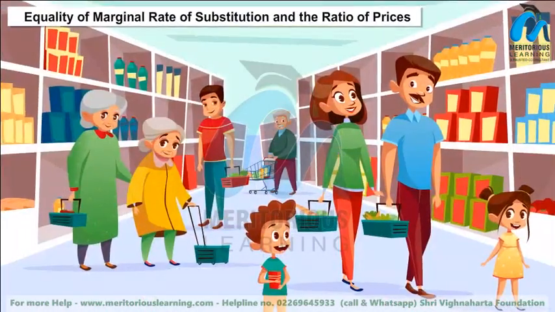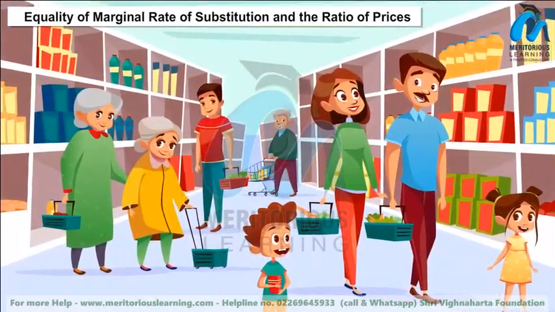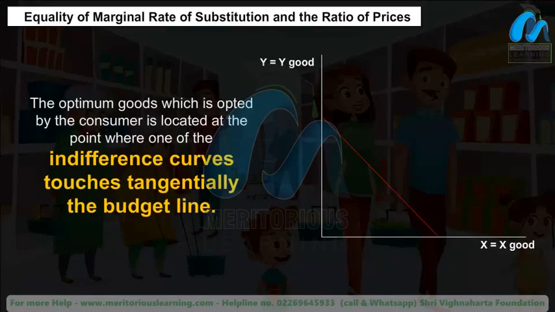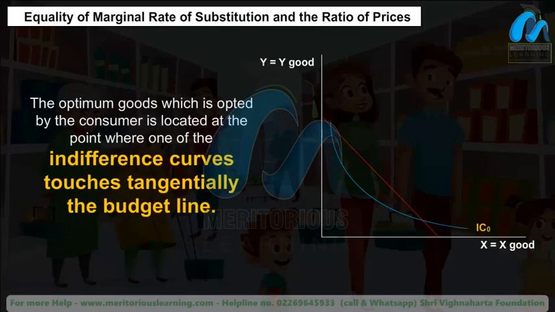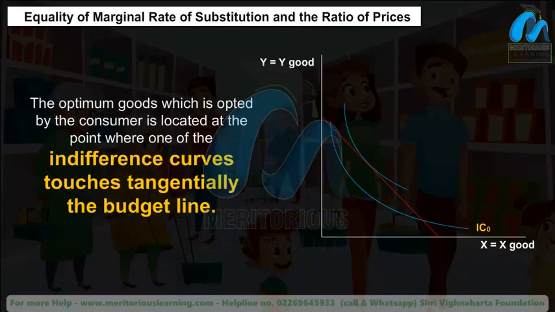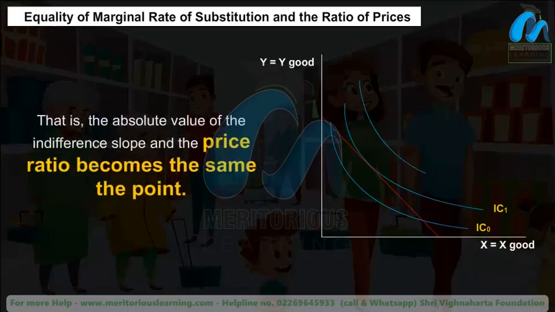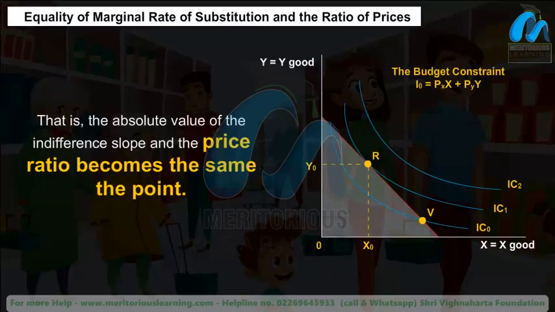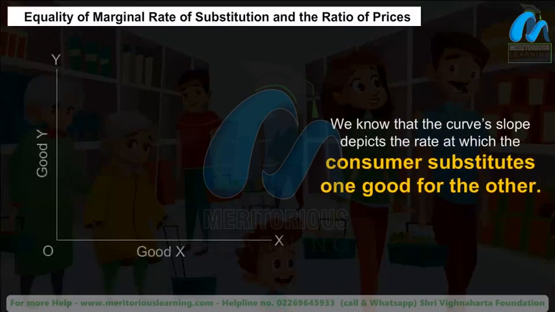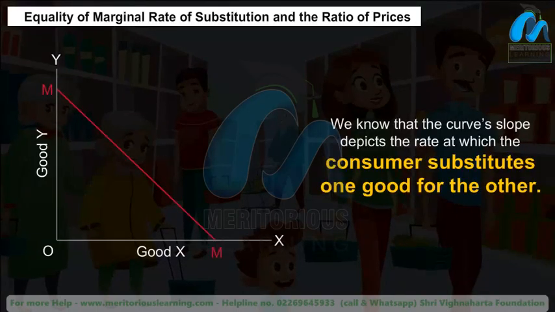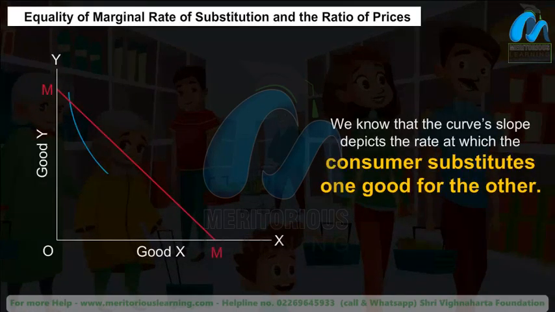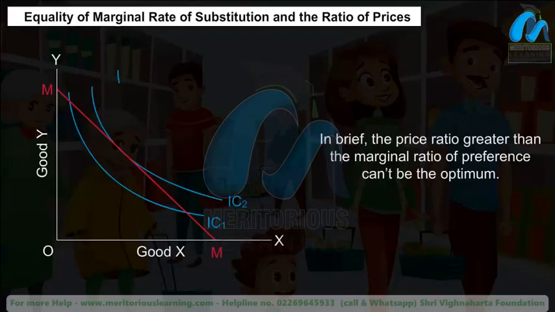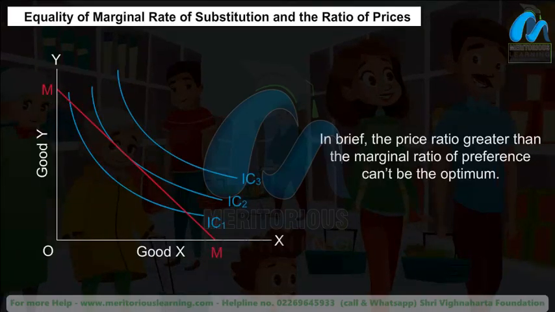Equality of marginal rate of substitution and the ratio of prices. The optimum bundle opted for by the consumer is located at the point where one of the indifference curves touches the budget line tangentially. That is, at this point the absolute value of the indifference curve's slope and the price ratio become the same. We know that the curve's slope depicts the rate at which the consumer substitutes one good for the other. In brief, a price ratio greater than the marginal rate of substitution can't be the optimum.